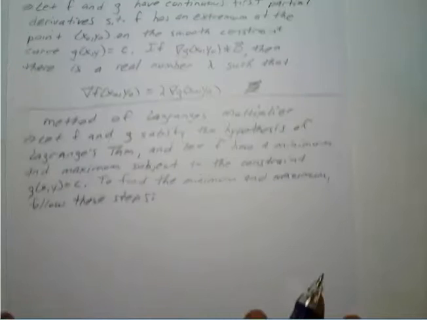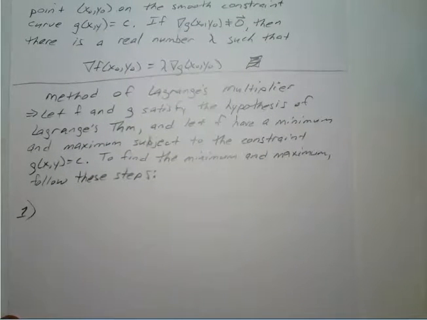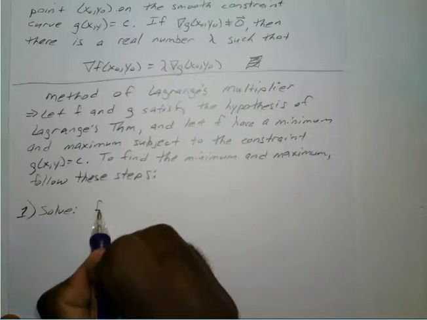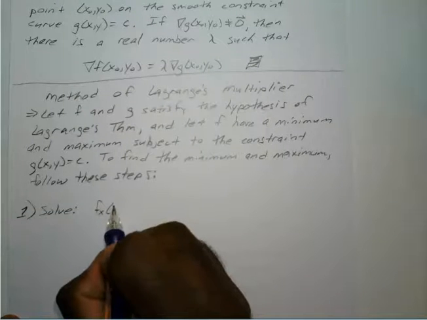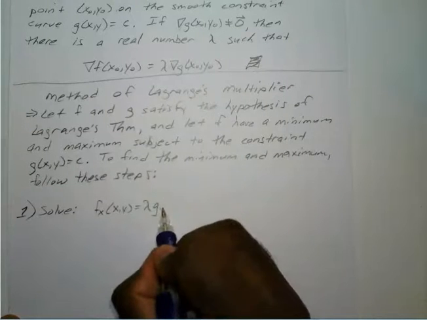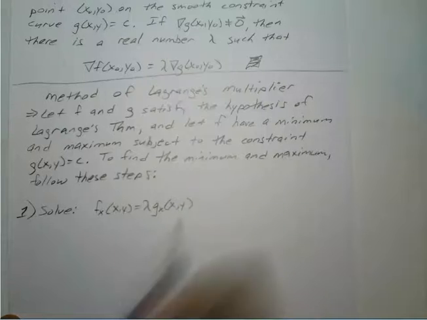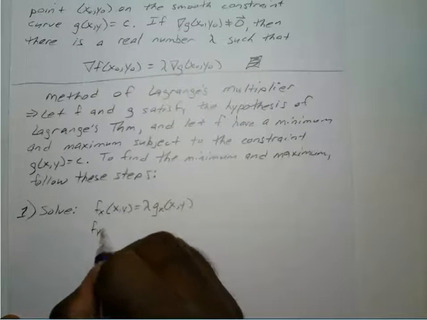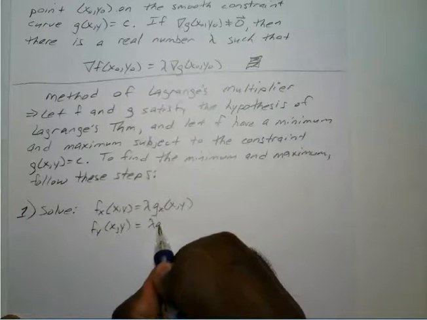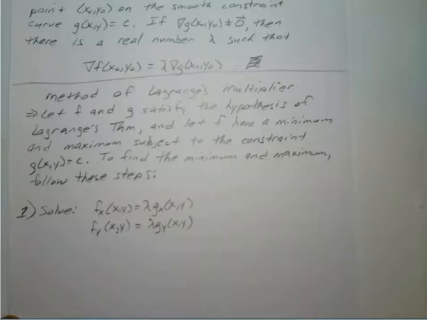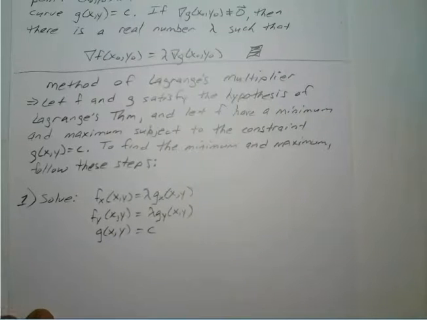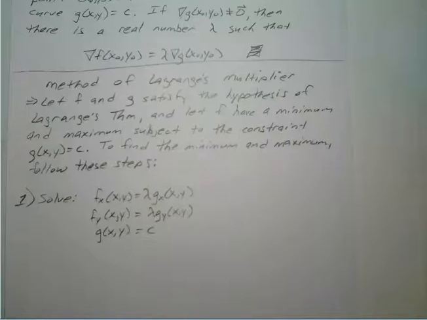Now your first step is you want to solve the system of equations: the partial of f with respect to x is equal to lambda times the partial of g with respect to x. Second, the partial of f with respect to y is equal to lambda times the partial of g with respect to y. And your constraint g of x, y is equal to c. Okay, so you want to solve all of those.